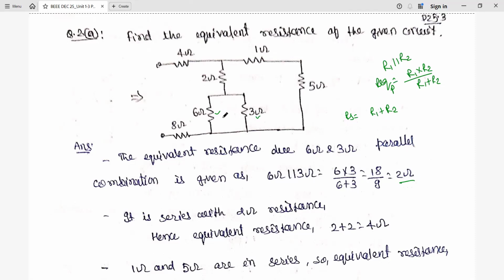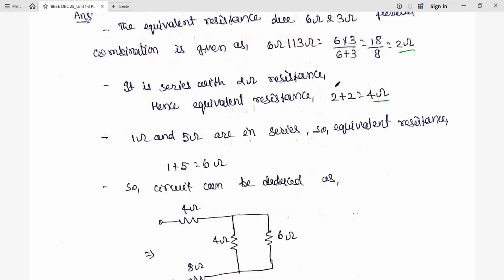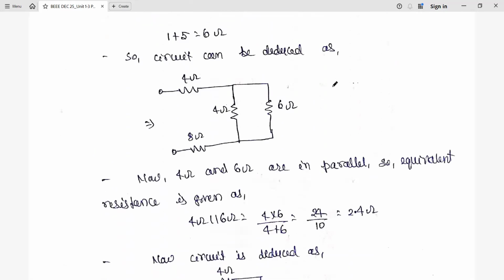Next we'll see that this parallel combination is going to be in series with this 2 ohm. So here we'll have the series combination 2 plus 2, that is 4 ohm. And another, if you observe, 1 ohm and 5 ohm are also in series, the same current is going to flow here. So that series combination becomes 1 plus 5, that is 6 ohm. So finally, this circuit can be reduced here. This is the equivalent resistance 4 ohm, and this is the equivalent resistance 6 ohm. This is already given, 4 ohm and 8 ohm here. So now again, if you observe, 4 ohm and 6 ohm are both in parallel combination.